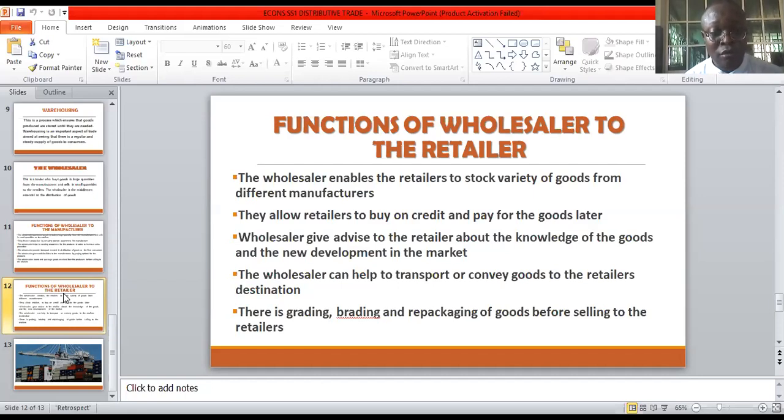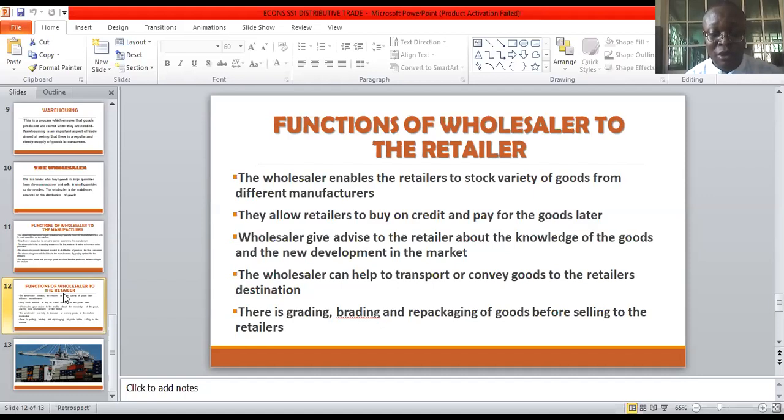The fourth one is that the wholesaler also helps the retailer with transportation. It simply means they convey the goods to the retailer's destination.